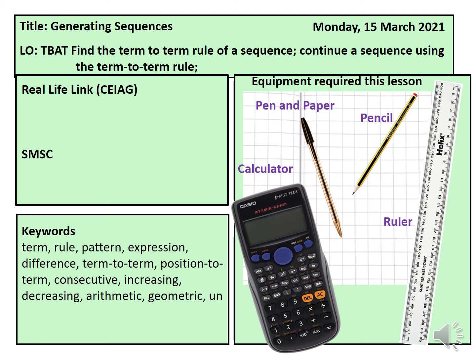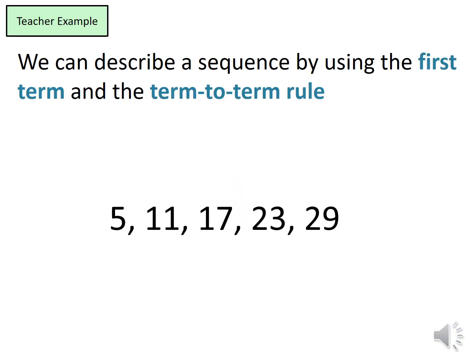Okay, in this lesson we are looking at generating sequences. The lesson objective is to be able to find the term-to-term rule of a sequence and continue a sequence using the term-to-term rule. Okay, let's have a look at the first example.